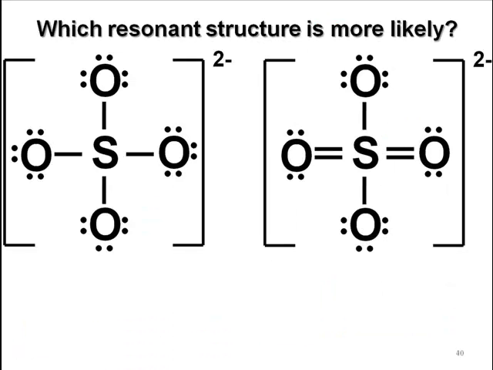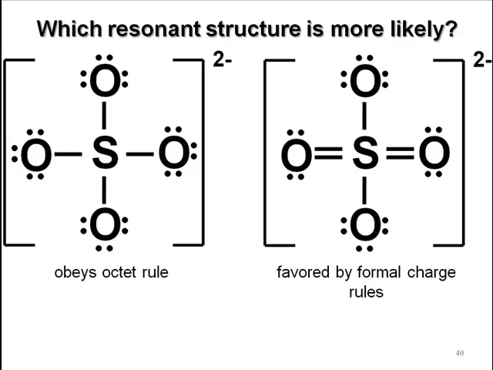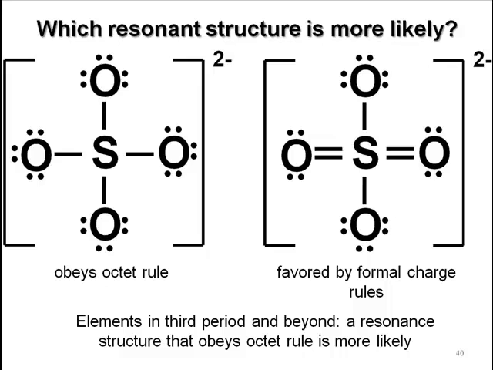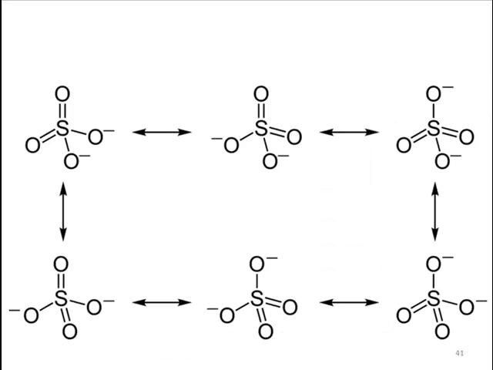However, which resonance structure is more likely? The first one obeys the octet rule. The second one is favored by formal charge rules. For elements in the 3rd period and beyond, a resonance structure that obeys the expanded octet rule is more likely. So that means this is the sulfate resonance structure. Because it's in the 3rd row, it has the ability to have the delocalized 3D electrons. So that means the electrons can be delocalized, and this is all the resonance structures of sulfate.